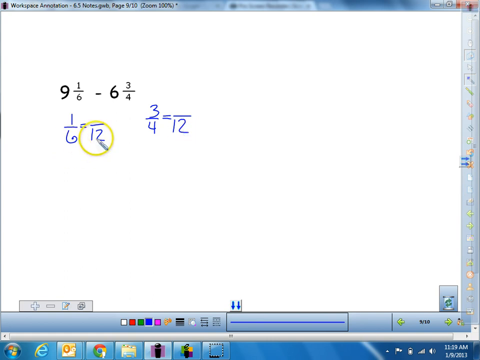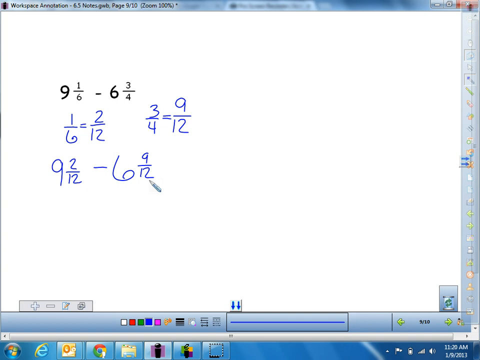6 times 2 equals 12. So I have to take 1 times 2 to equal 2. 4 times 3 equals 12. So I have to take the top number times 3 to equal 9. So now I want you to rewrite it so we don't get things confused. I've got 9 and 2/12 minus 6 and 9/12. All right, I got the first step done.